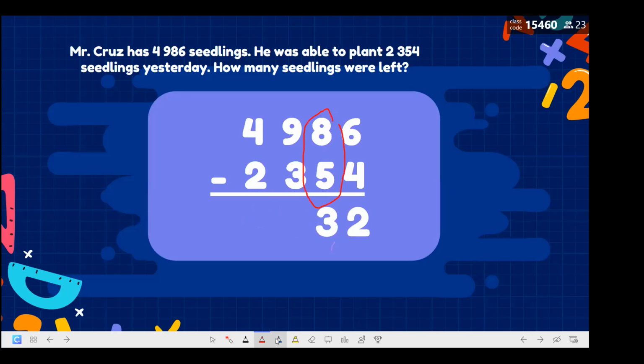That's right. Next, let's have what place value? Hundreds. 9 minus 3 is 6. Very good. And after the hundreds place, what place value should we subtract? Thousands. That place is 4 minus 2, which is equal to 2. Very good. That's right.